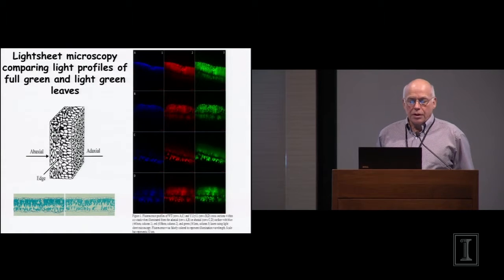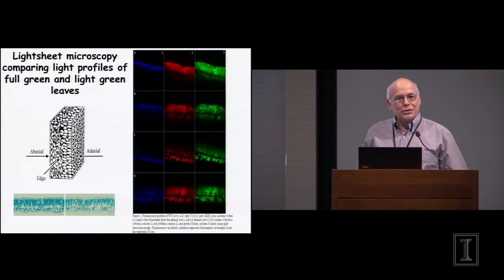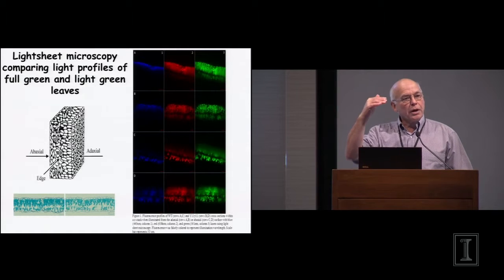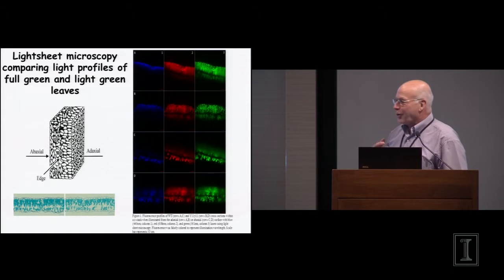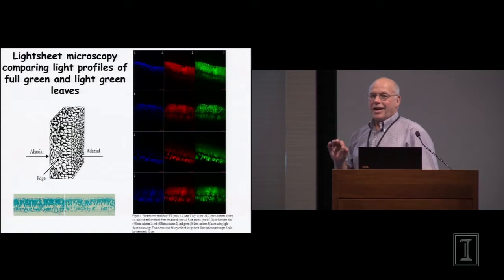And so we've used a new instrument that was recently installed in the Institute for Genomic Biology called a light sheet microscope to look at the penetration of light into the leaf. Is there a pointer here at all, or not?